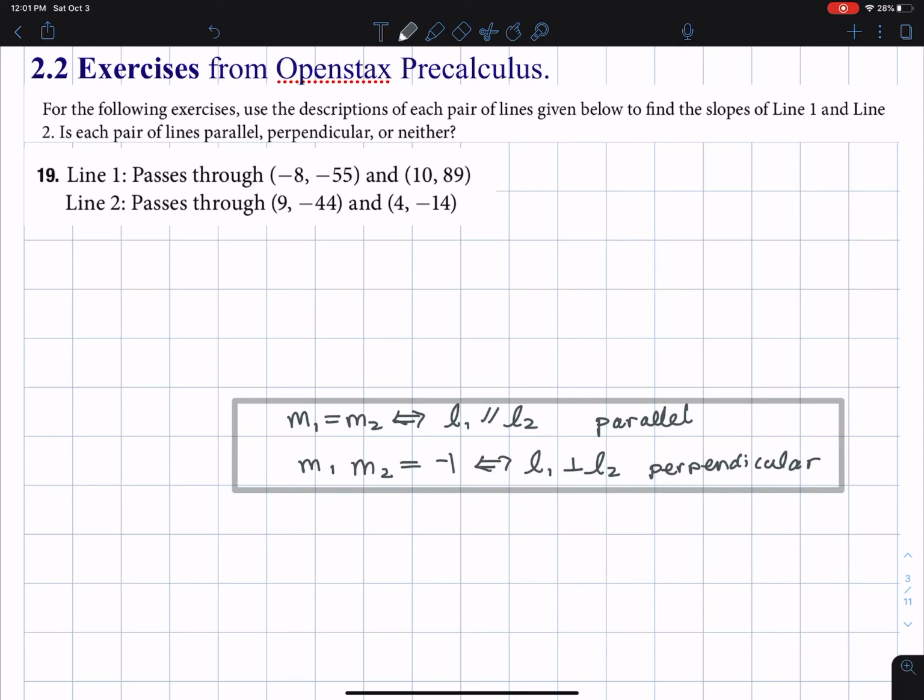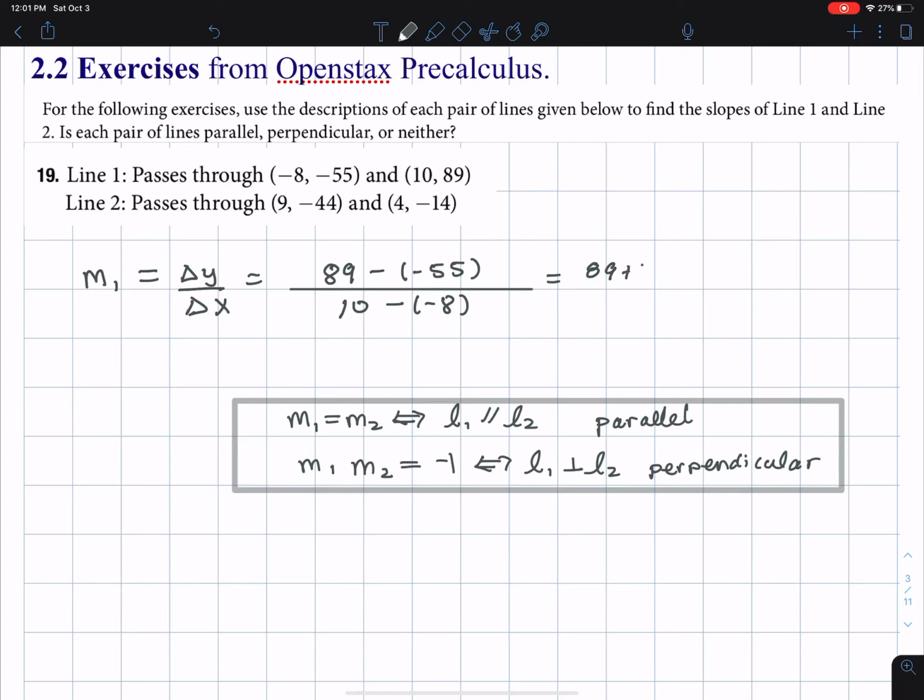So let's check out M1. M1 is equal to delta y over delta x. So we're going to take the difference in the y values. Without a calculator, it's a little bit of trouble. So 89 minus -55, divided by 10 minus -8. So this is 89 plus 55, which I believe is 144. And then we're dividing by 10 plus 8, which is 18.